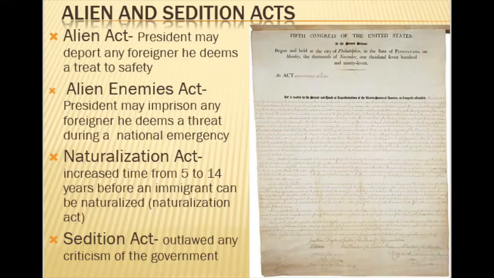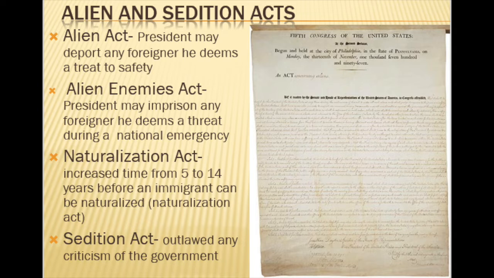And in the midst of this, the Federalists pass what are called the Alien and Sedition Acts that on the surface are supposed to protect us during a time of war. In reality, if you look a little closer, it's really a political power play. First of all, there's the Alien Act, which says that the president is able to deport any foreigners that are a threat to our security.